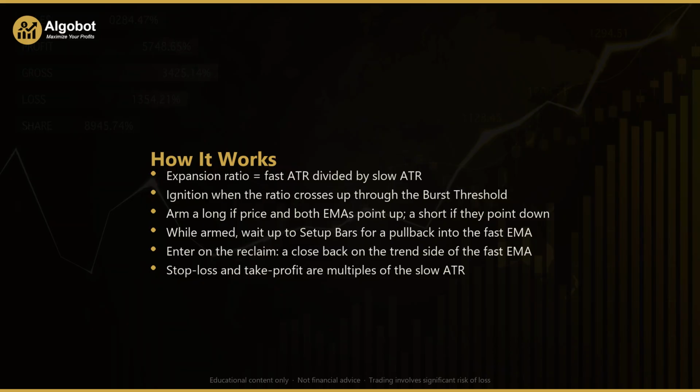There are two ways a setup is canceled before it triggers. If the countdown runs out without a valid pullback and reclaim, the setup is dropped. And if price closes across the slow-moving average against the setup's direction, the trend picture is considered broken and the setup is invalidated immediately. When an entry does fire, risk is scaled to volatility using the slow average true range. The stop loss is placed at the stop multiplier times the slow ATR away from entry, and the take profit is placed at the take profit multiplier times that same reading. The strategy holds only one position at a time, identified by its magic number, and from there the stop loss and take profit manage the exit.